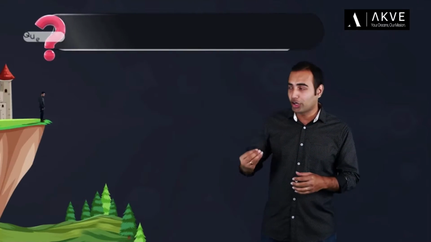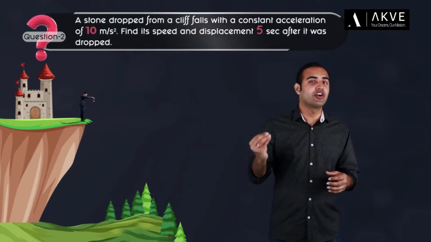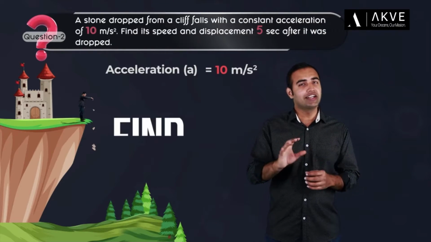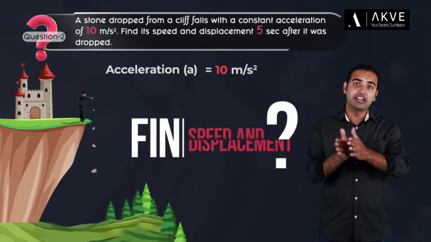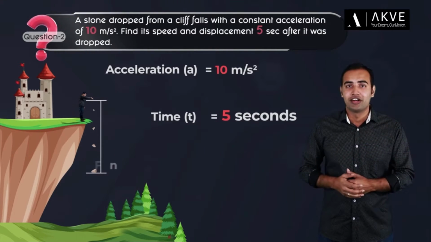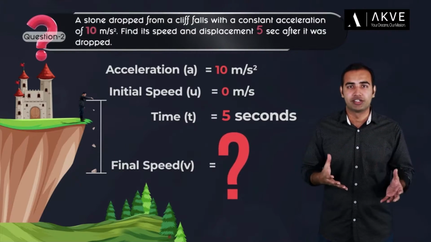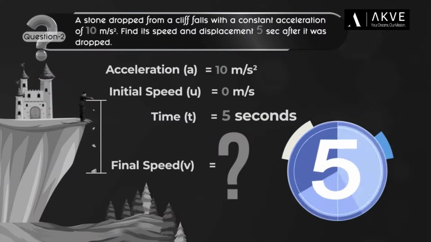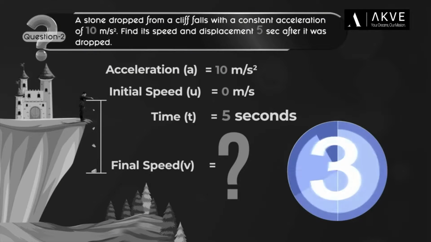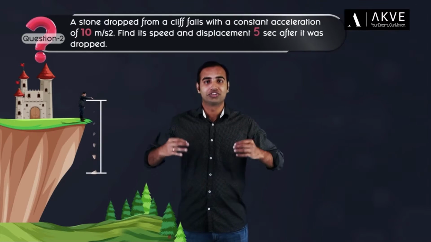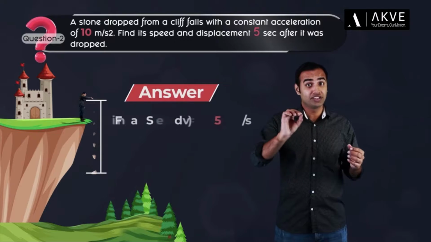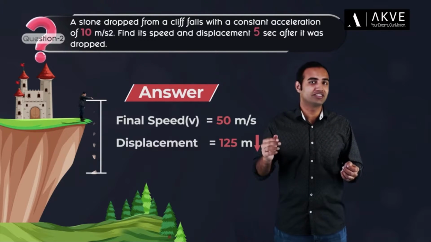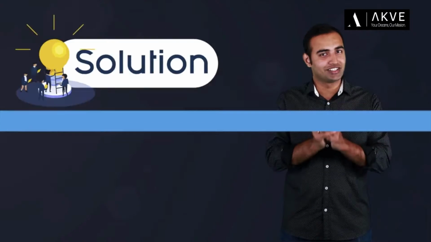A stone dropped from the top of a building begins falling at a constant acceleration of 10 meters per second square. Find its speed and displacement 5 seconds after it was dropped. Now the problem statement is pretty short and sweet, so go ahead and try to get the right answer as soon as you can. So the right answer for speed is 50 meters per second and the right answer for displacement is 125 meters downwards. Let's go ahead and see the solution now.